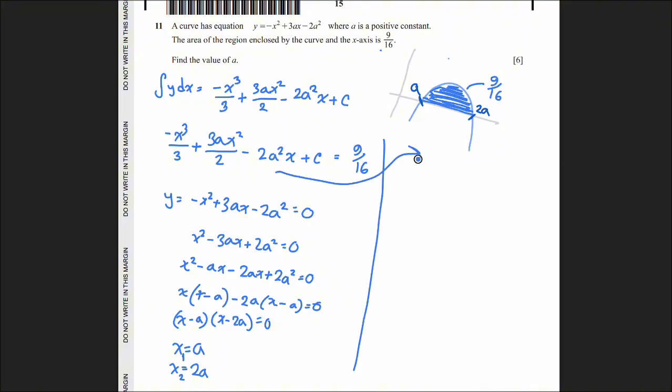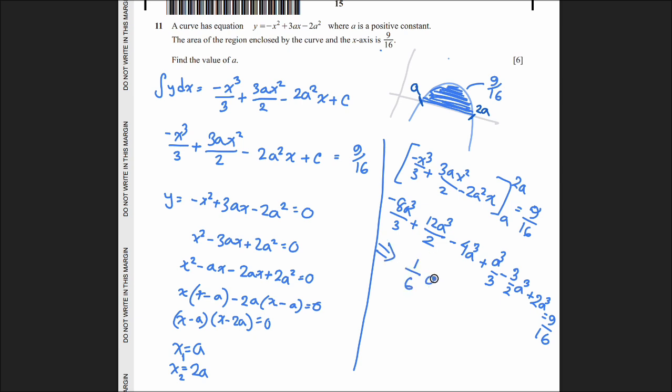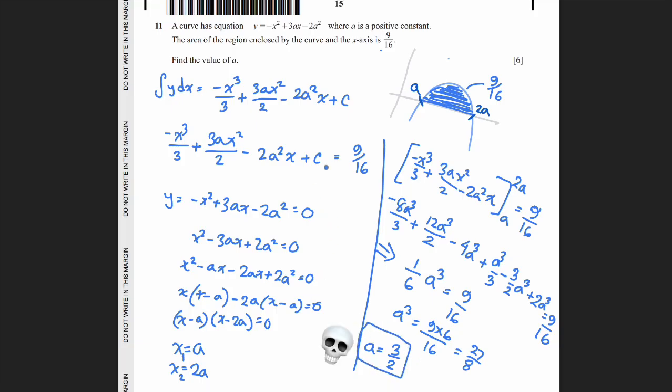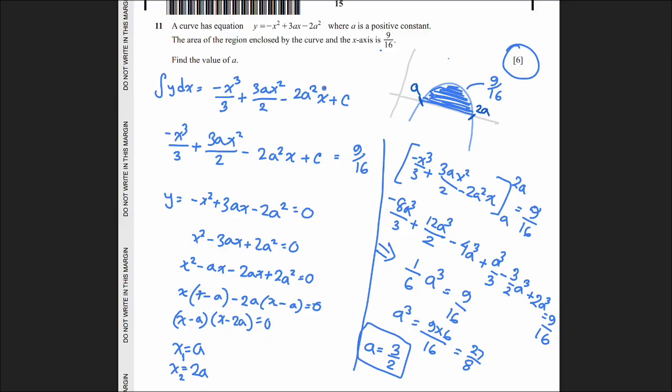So bringing this back, this is going to be from a to 2a, and that is going to be 9 over 16. So from here, we can get the value of a by substituting 2a over here and a over here by placing the limits. Let's simplify this. 1 over 6 a cubed is equal to 9 over 16, and a is equal to 3 over 2. And that is our final answer. Oh my freaking goodness. If you could do that on your own, you are a math genius. Like, oh my god, this was insane.